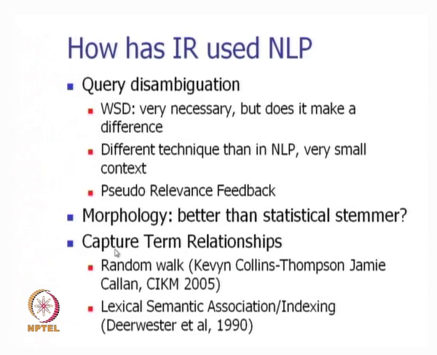The other point is something we mentioned a few minutes back. Term relationships have to be captured, term weightages have to be captured. This is a central concern in IR, and one sees two kinds of work in this area: random walk and lexical semantic association or indexing. So, both of these would be discussed.